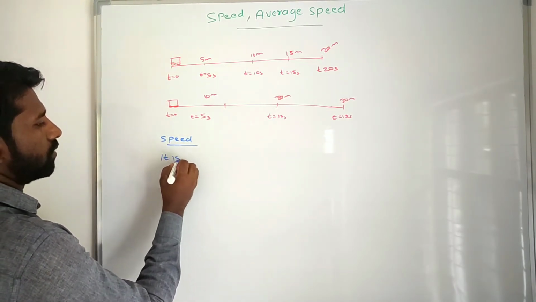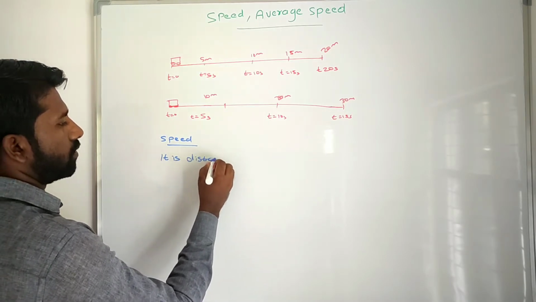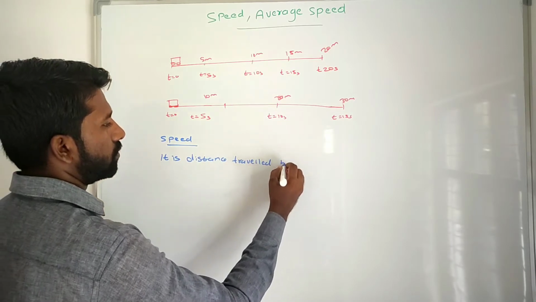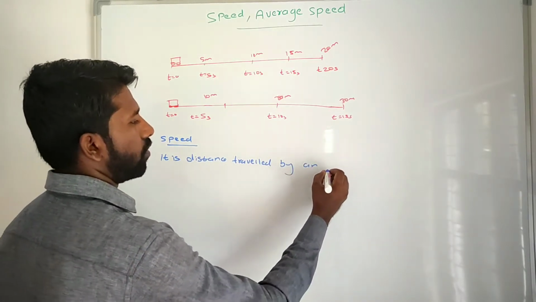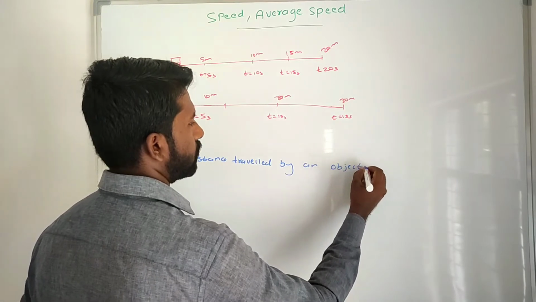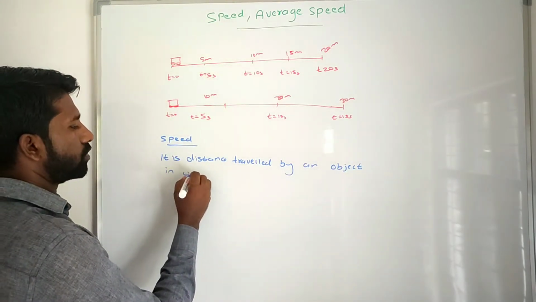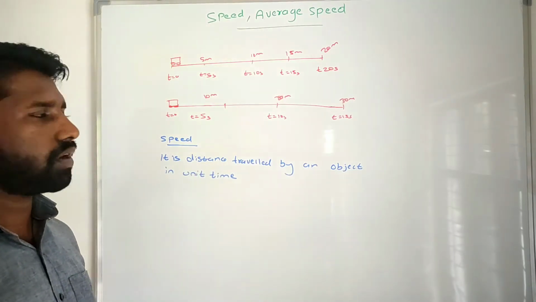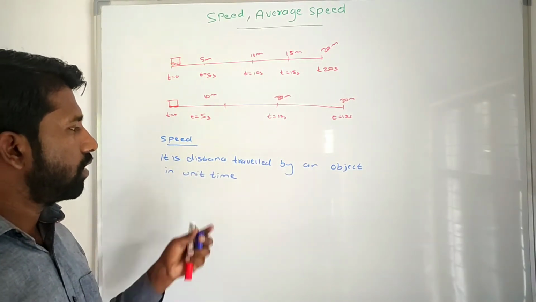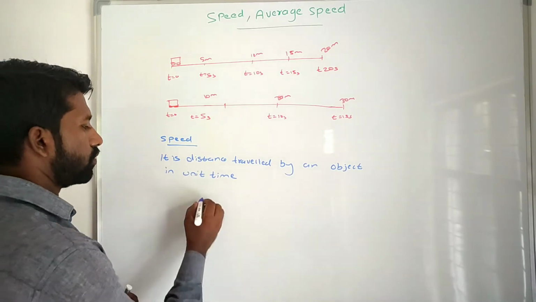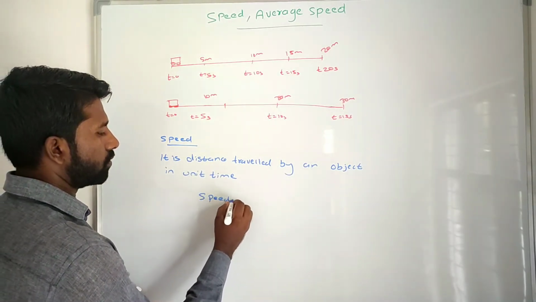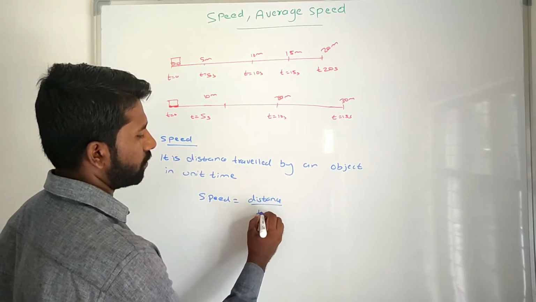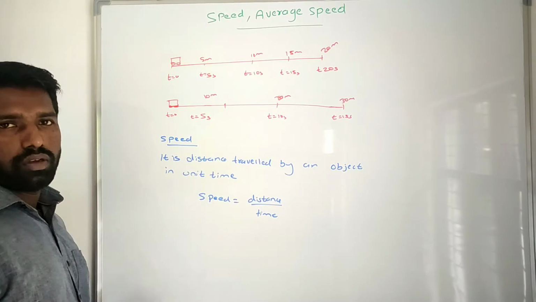It is the distance traveled by an object in unit time. That is speed. Distance traveled in unit time is speed. So speed is equal to distance divided by time.